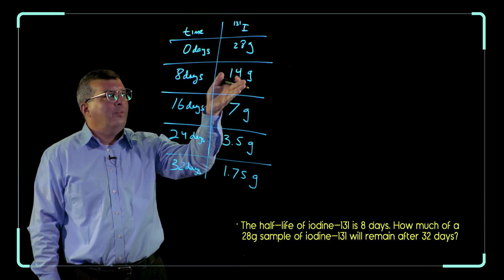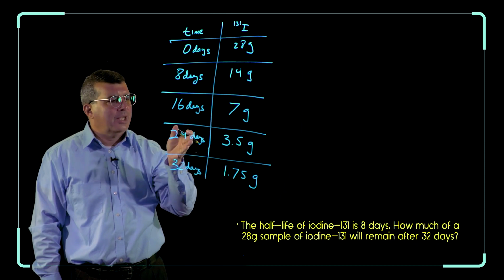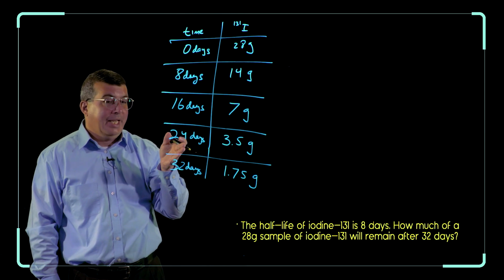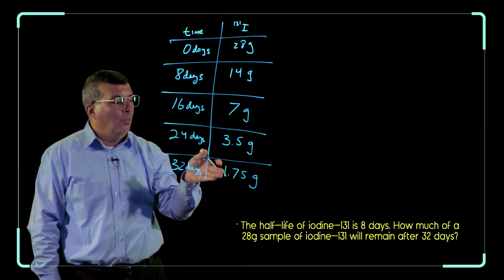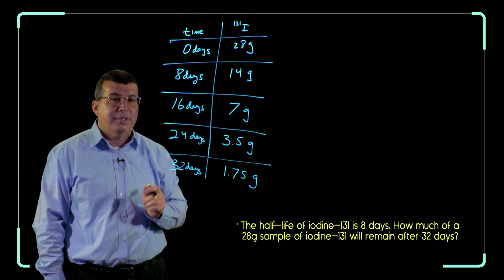So if we start with 28 grams of iodine-131 at 0 days, after one half-life, we'll have 14 grams. After two half-lives, we'll have 7 grams. After 3 half-lives, we'll have 3.5 grams. And after 4 half-lives, which is 32 days, we will have 1.75 grams of iodine-131 left.